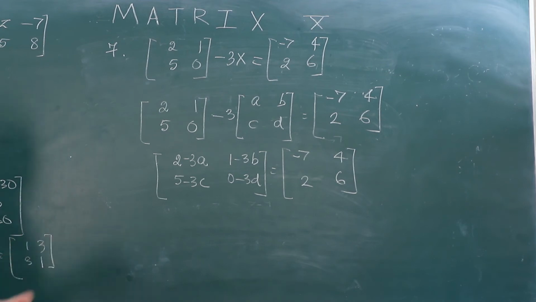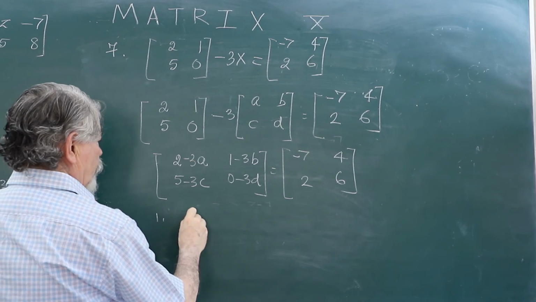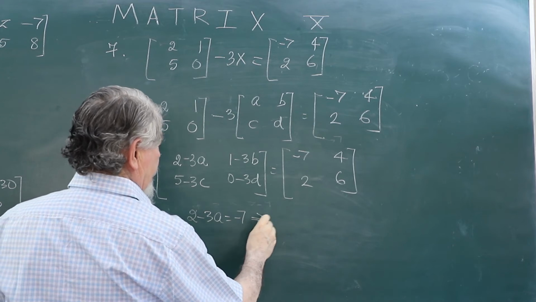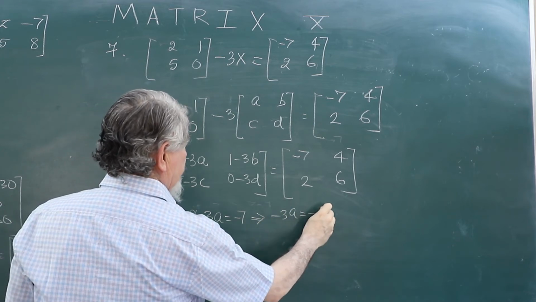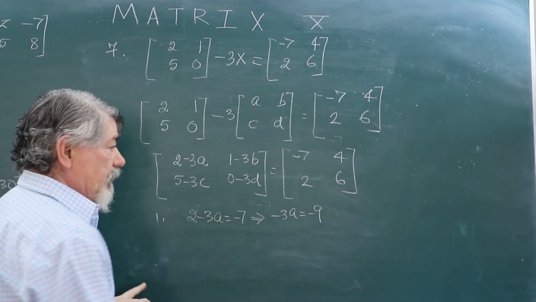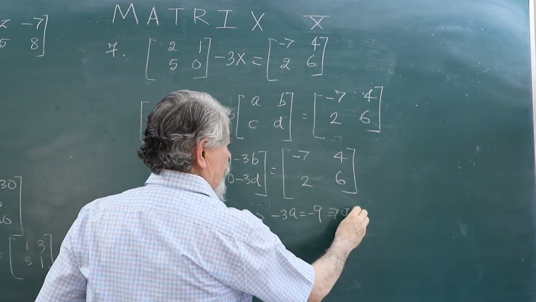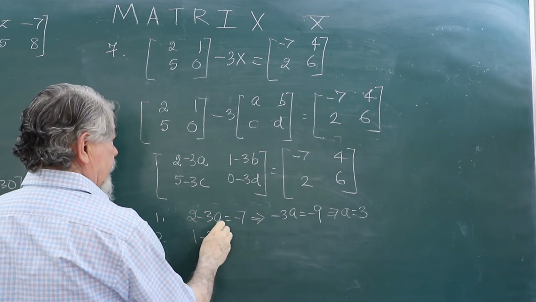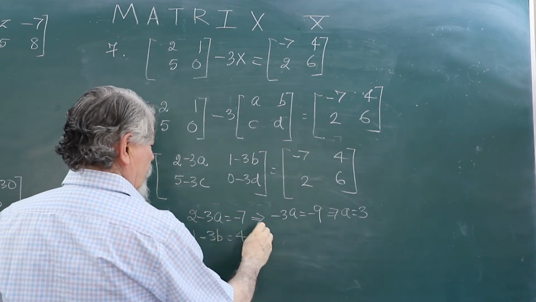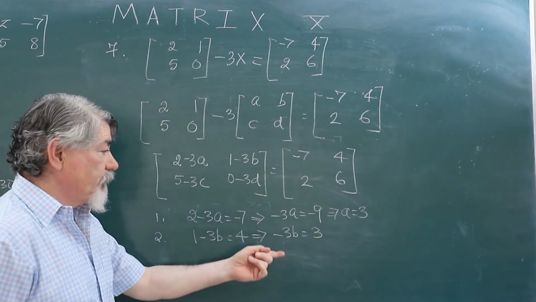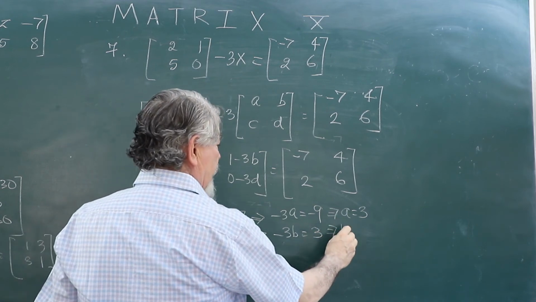Now let us equate the corresponding elements, like 2 minus 3a is equal to minus 7. That will imply minus 3a will be equal to minus 9. 2 will be transferred to that side. It will become minus 7 minus 2, minus 9. And that means a is equal to 3. Number 2. 1 minus 3b is equal to 4. Or minus 3b is equal to 3. 4 minus 1 will be 3. So b will be equal to minus 1.